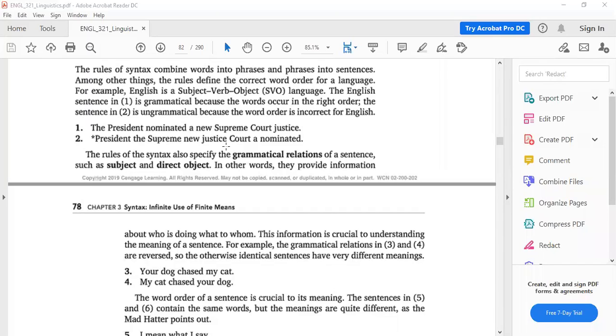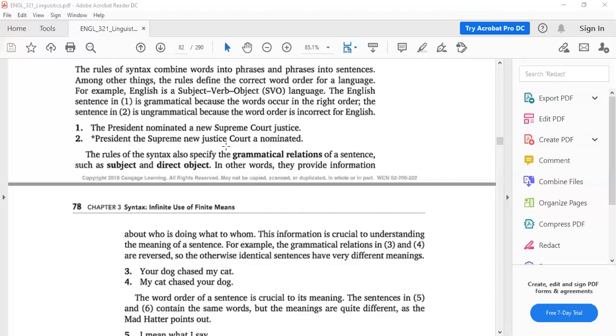So this is one thing. If I ask you, what do the rules of syntax do? One, you need to say that the rules of syntax combine words into phrases and phrases into sentences. This means that the rules of syntax define the correct word order for a language. So one, what do syntax rules do? They define the correct word order for a language.